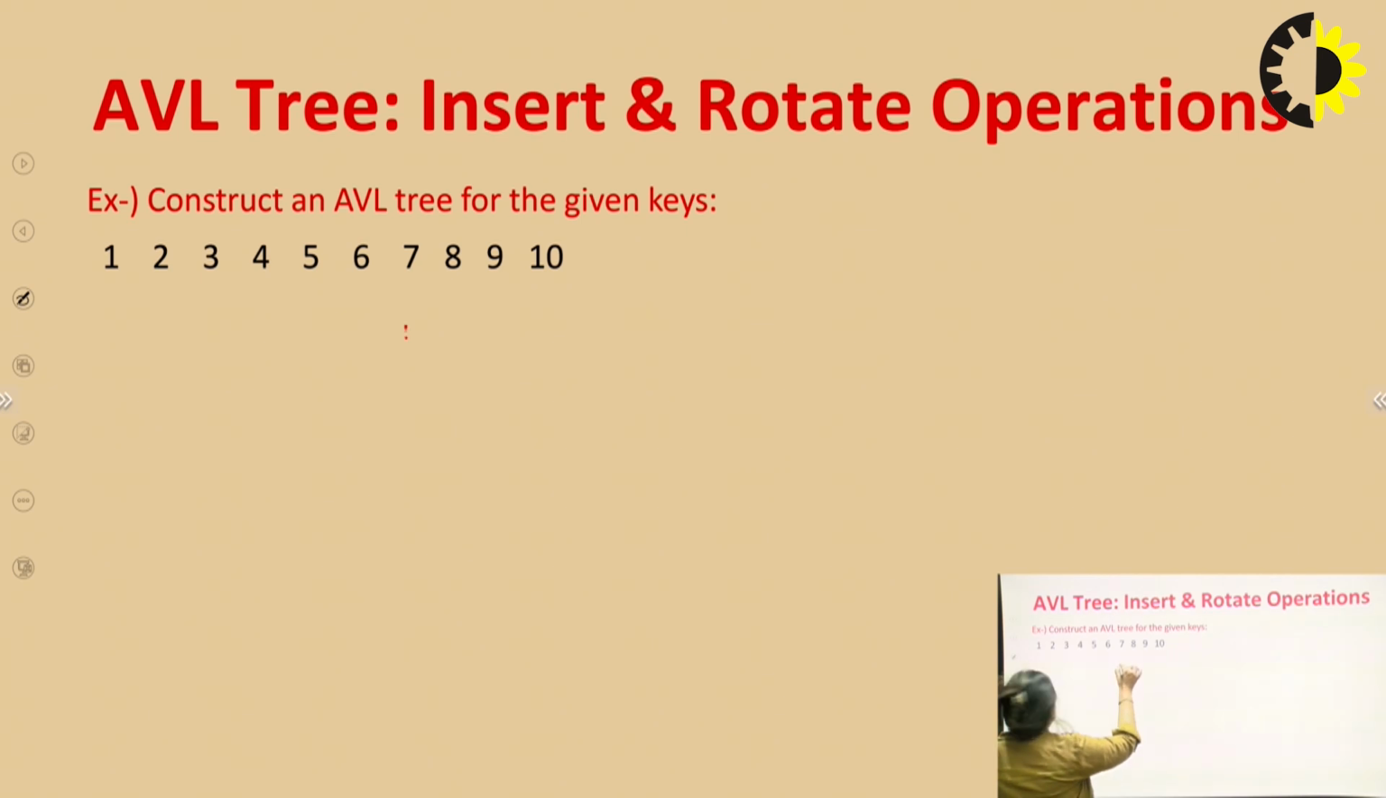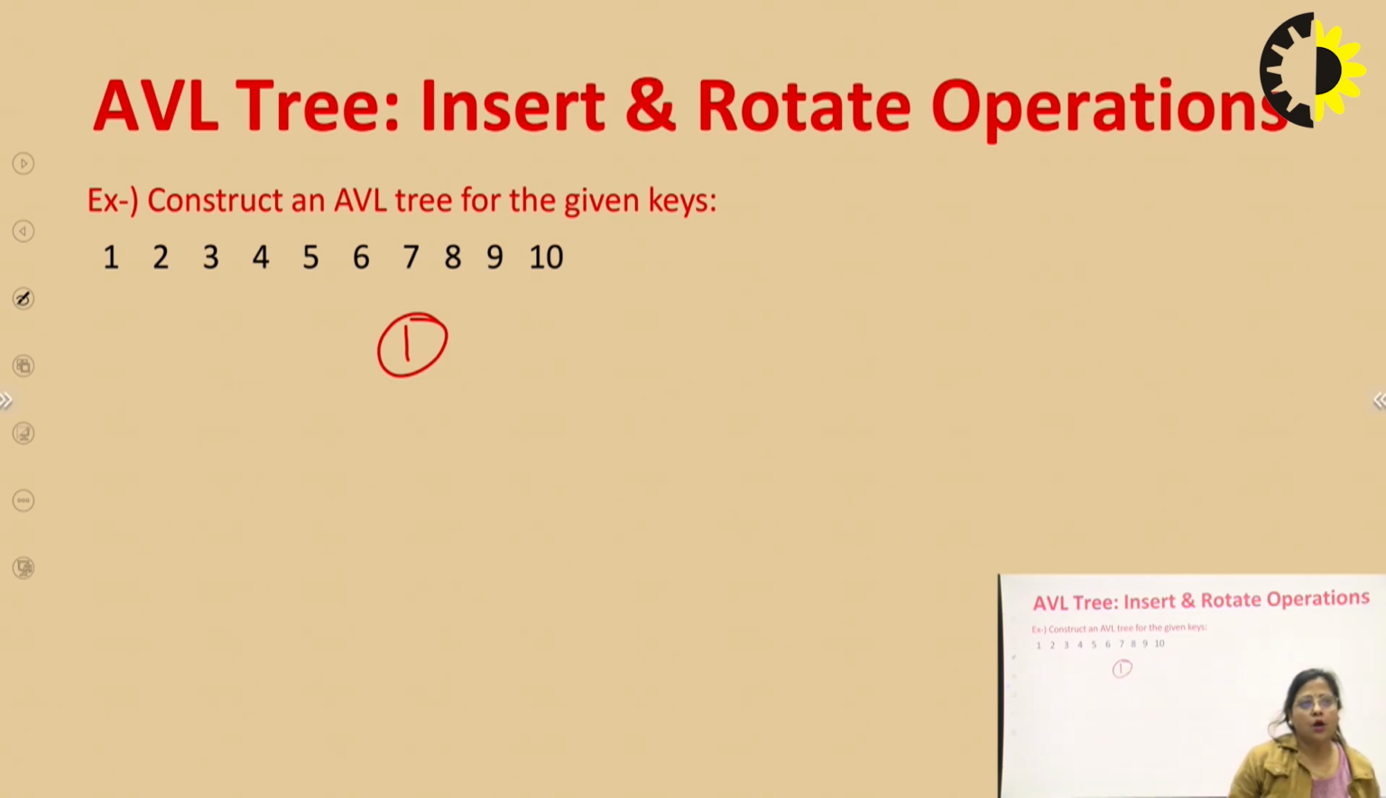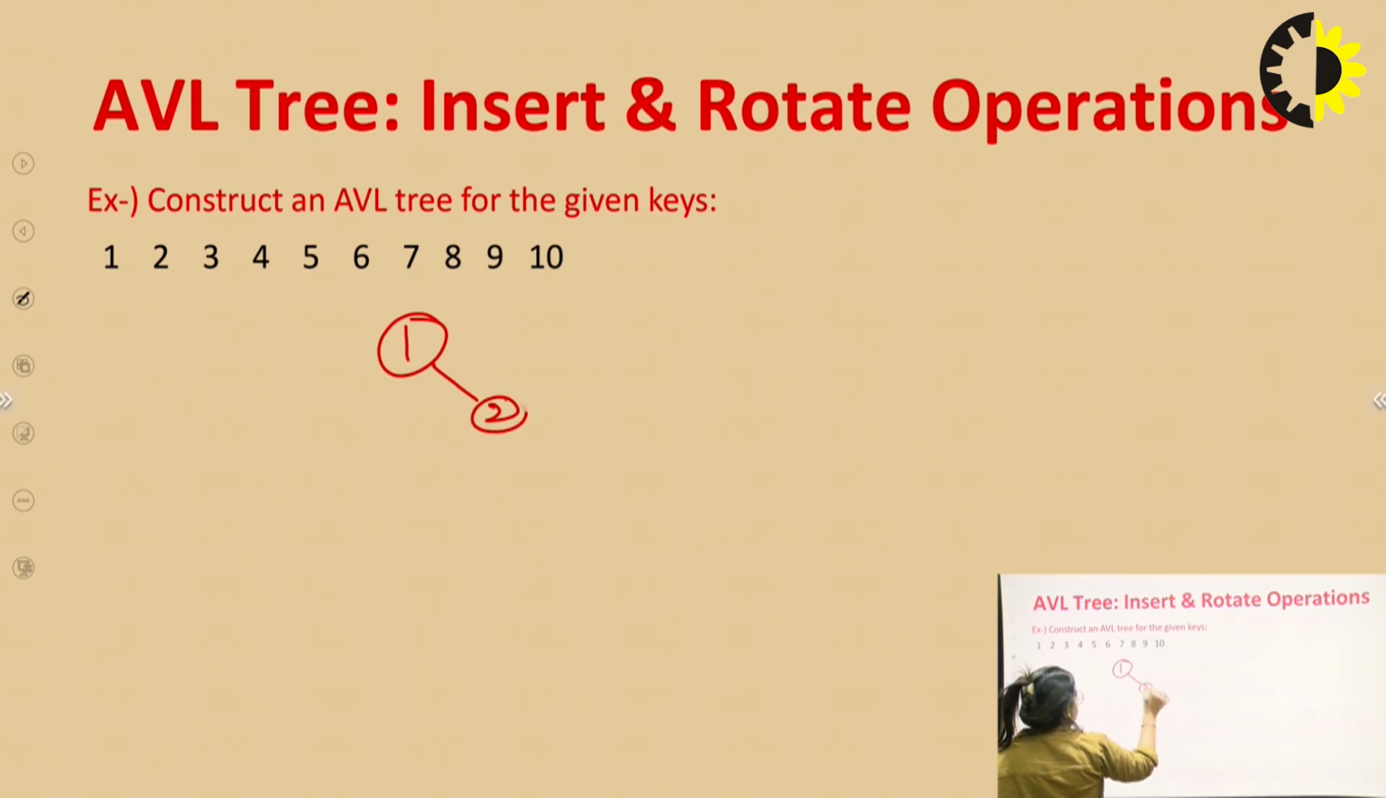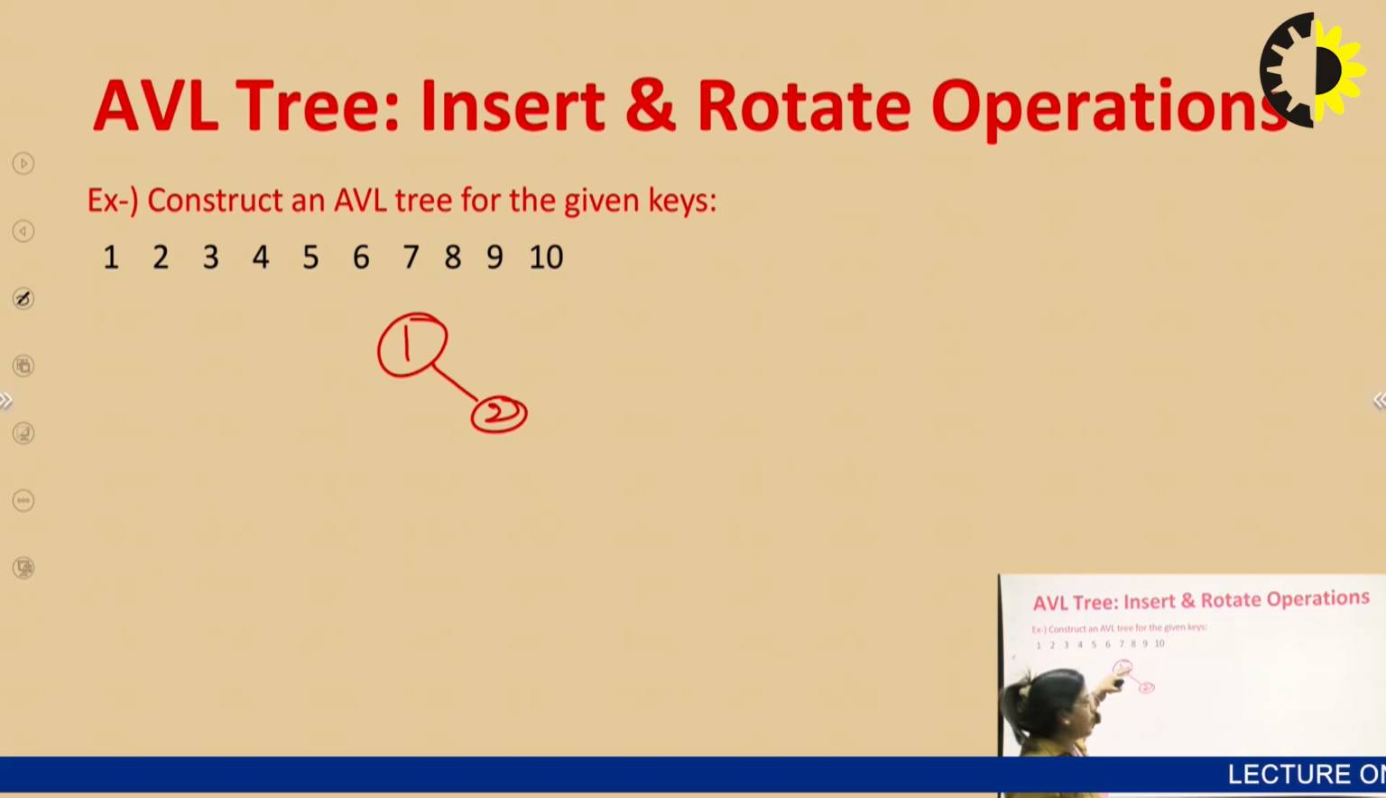First one is 1. Now balance factor is 0. No need to change. Now comes to 2. So according to this 2, check balance factor again. It is 0 and it is 1. So there is no need to change.